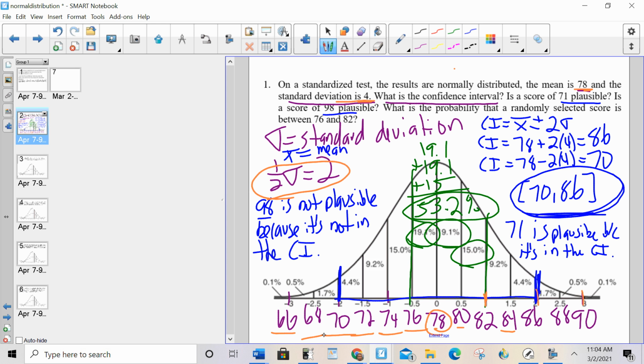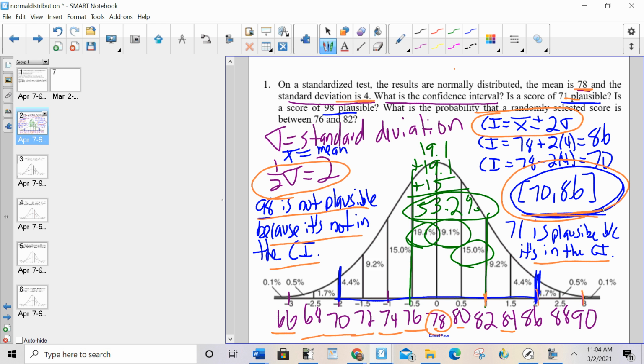The confidence interval is just a formula. It's the mean plus and minus 2 times the standard deviation. So I did that, and I got this. The confidence interval is the middle 95% of the data. It's the range of expected values. So to determine if a score is plausible, we need to determine if it's inside the confidence interval or not. 71 is between 70 and 86, so it's plausible because it's in the confidence interval. 98 is not plausible because it's not in the confidence interval. It's not between 70 and 86.